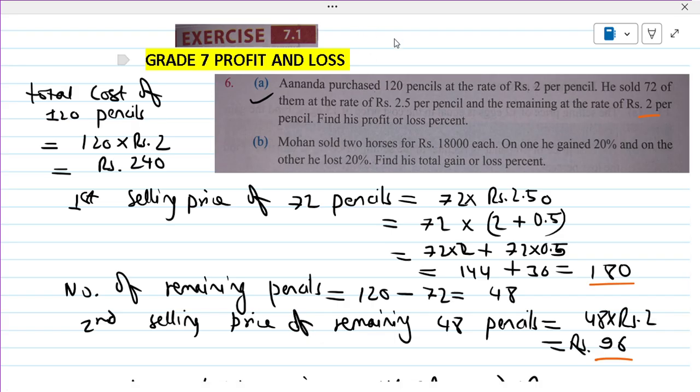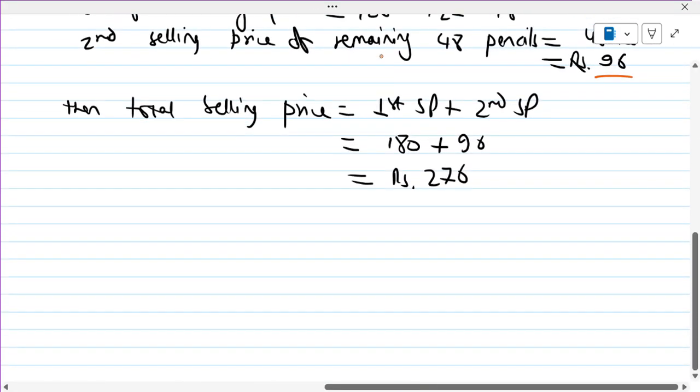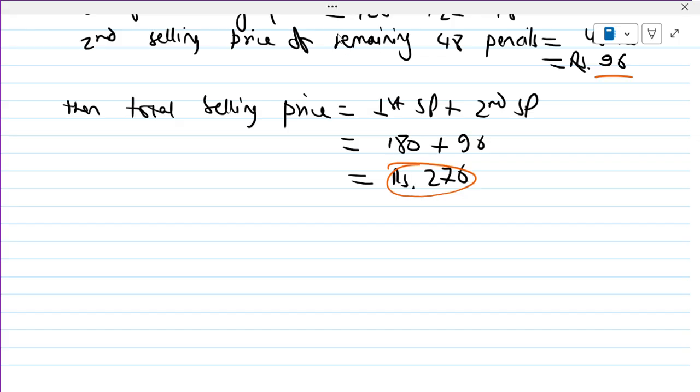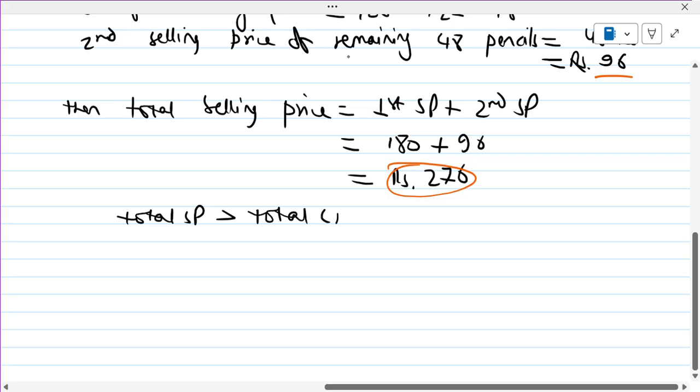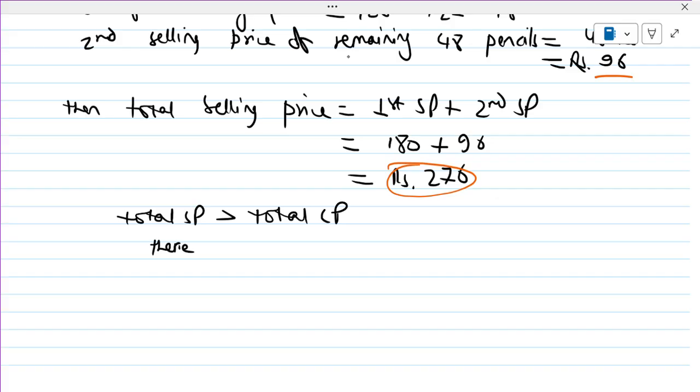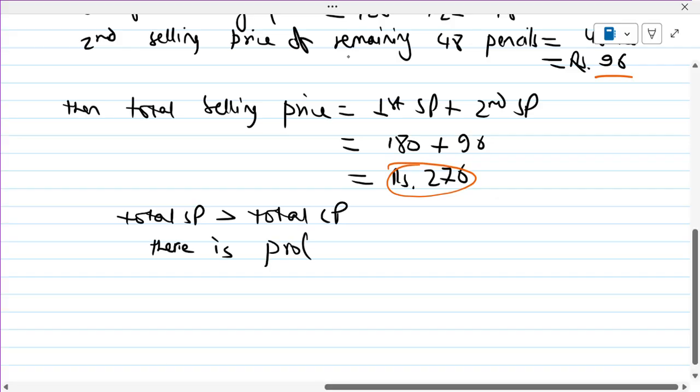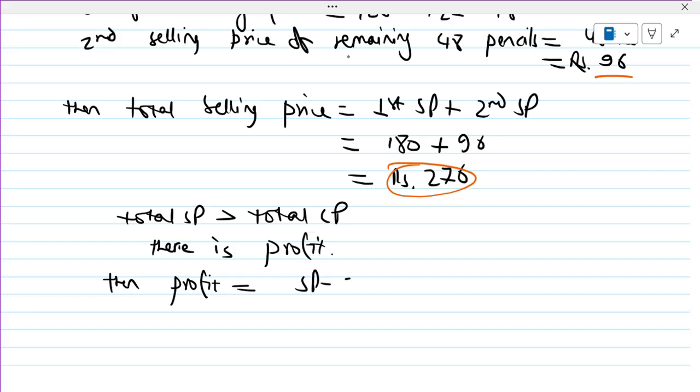So we do have here total cost price 240, and total selling price we do have here 276. So we see here selling price is greater. Total SP is greater than total CP, so therefore there is profit. So there is profit. So we find the profit. Then profit is equal to SP minus CP.